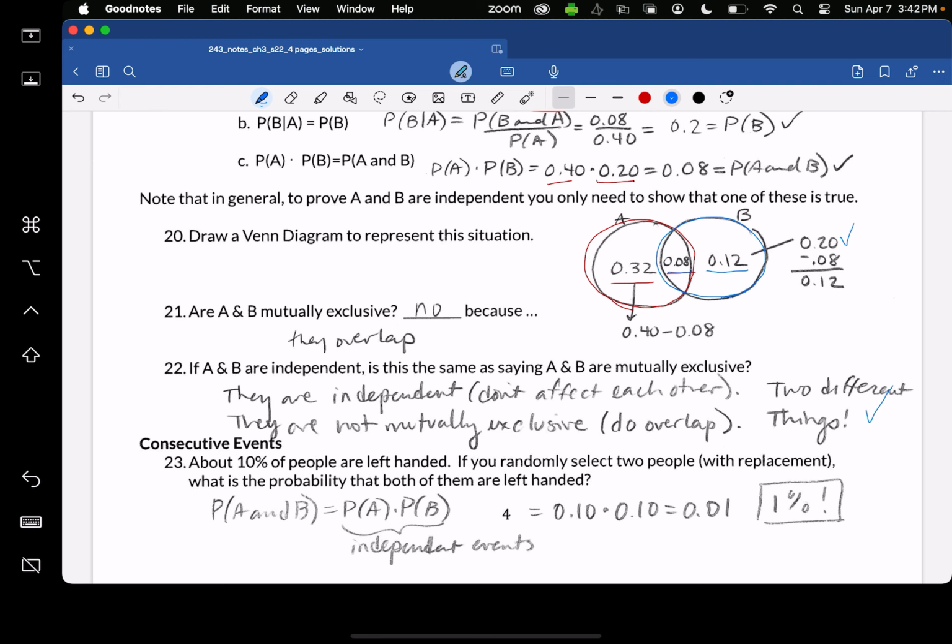Finally, consecutive events. About 10% of people are left-handed. If you randomly select two people with replacement, what is the probability that both of them are left-handed? This is another formula that I gave you: the probability of A and B happening is the probability of A times the probability of B. 10% times 10% gives me 1 out of 100, or 1%. So it's extremely unlikely that I would randomly select two students and that they're both left-handed.